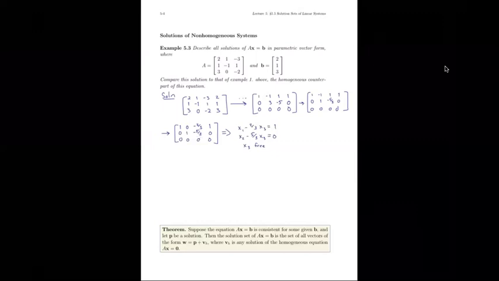Now, we can solve for x1 and x2. x1 is equal to 1 plus 2/3 x3. x2 is equal to 5/3 x3, and x3 is free. And now we can construct our solution as a vector x. So x is equal to x1, x2, and x3 as the entries. x1 is equal to 1 plus 2/3 x3. x2 is equal to 5/3 x3. And x3 is just x3.